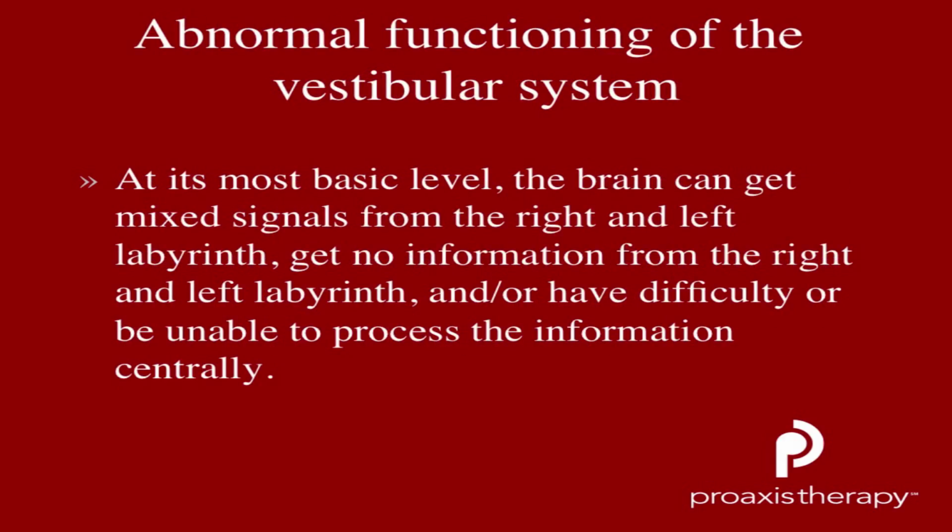So at its most basic level, what abnormal functioning looks like. When your vestibular system's not working correctly, the brain's basically either getting mixed signals from the right and left side, or it's getting no information from one side, or it's having difficulty being able to process that information centrally at the brain. One of those problems will lead to abnormal functioning.